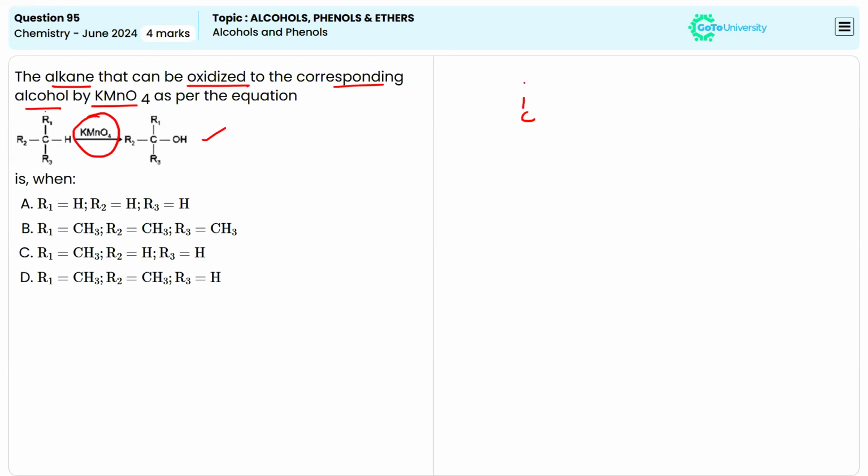So we can write the overall reaction, that is CH3, CH3, CH3, hydrogen. Here we have, and the reagent is KMnO4. So here we can see the product is a tertiary alcohol. In order to produce a tertiary alcohol by oxidation, we have to take the tertiary alkyl only, means the carbon atom containing the hydroxyl group is connected to three alkyl groups.